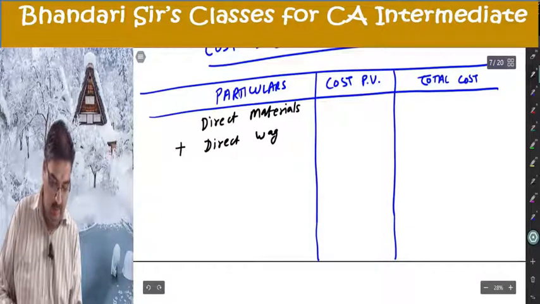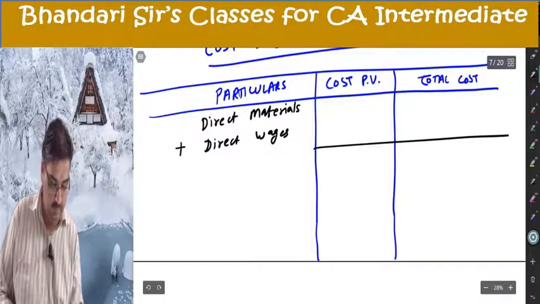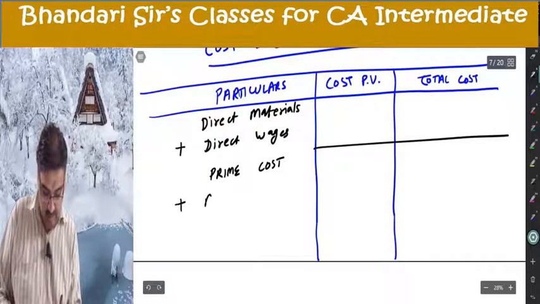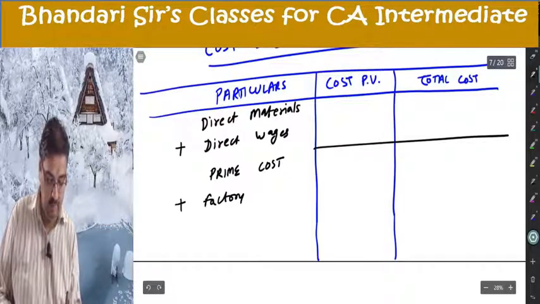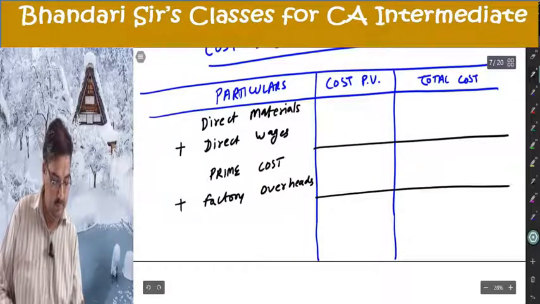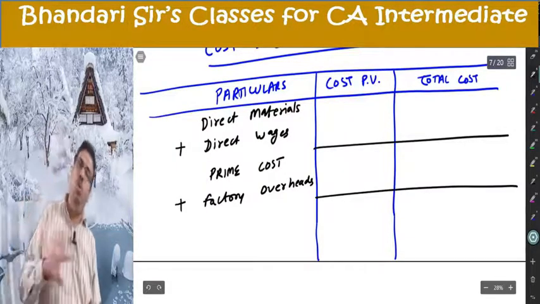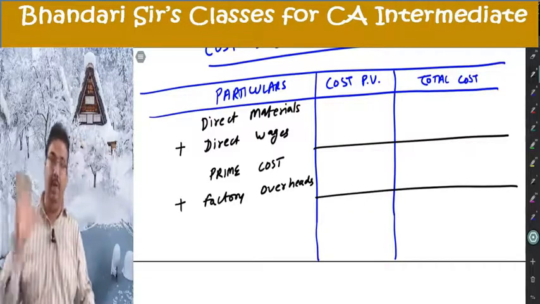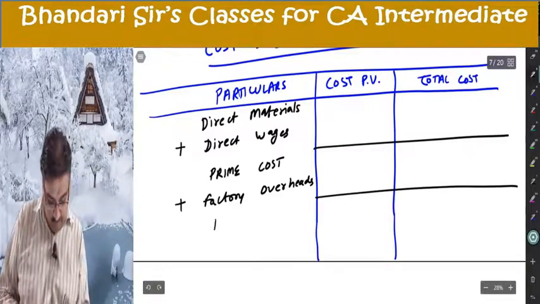Add direct wages. No direct expenses, I'll get prime cost. Add factory overheads. There is no WIP concept, so net, gross, all factory cost is same. So I write only factory cost.